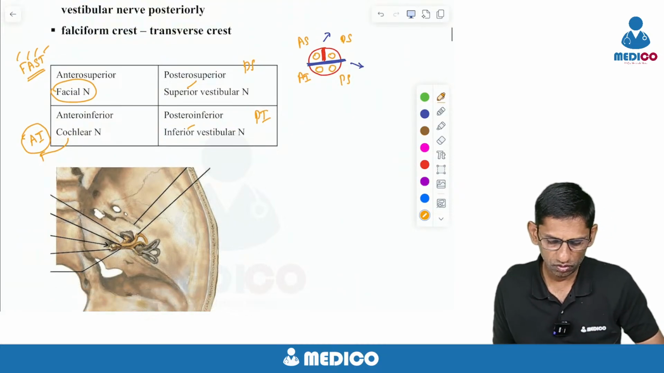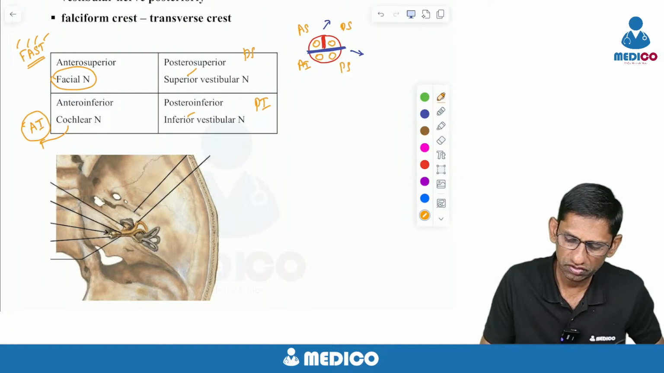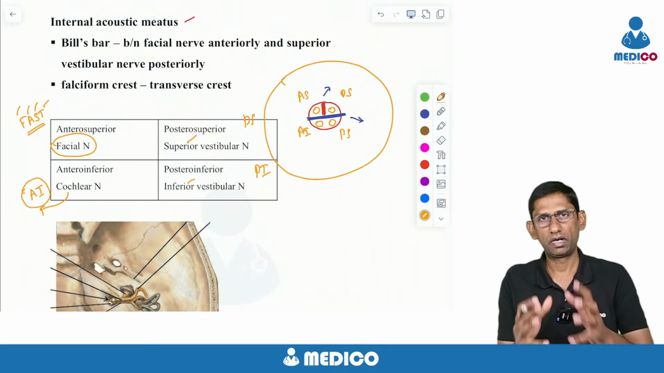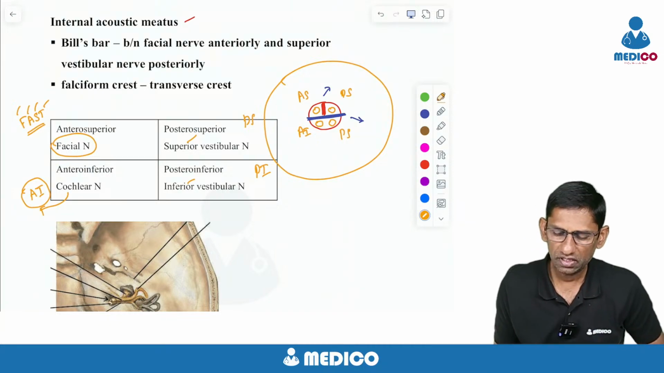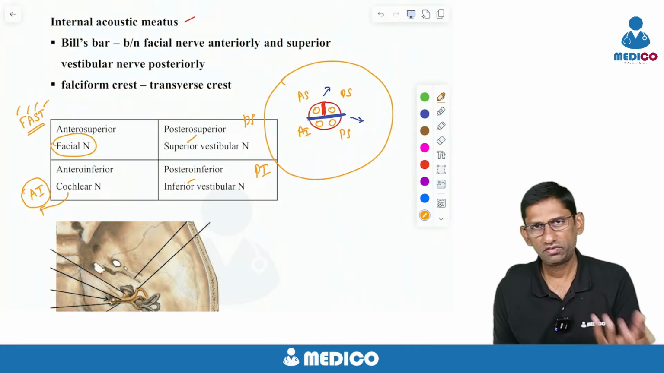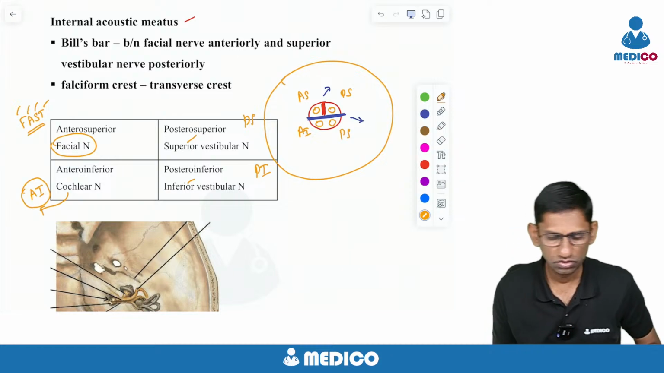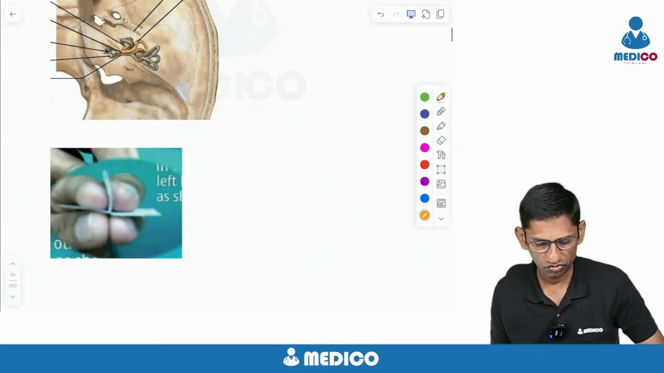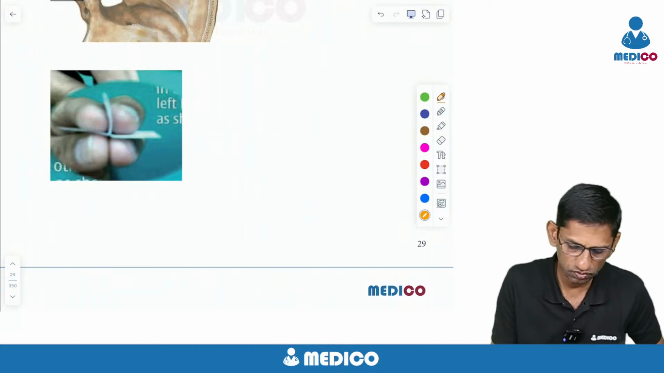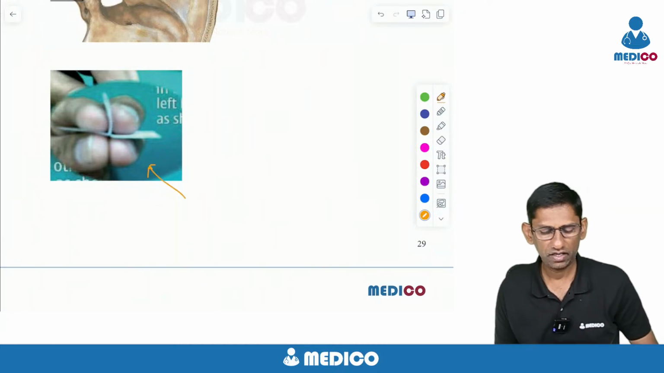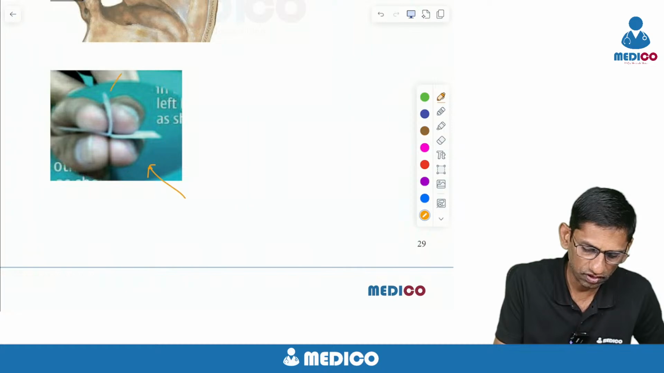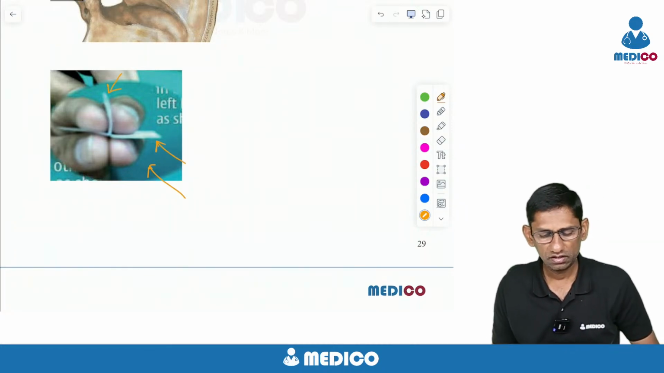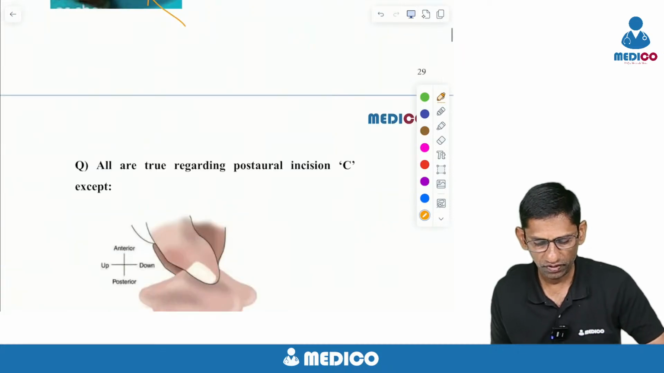So this is how the internal acoustic meatus is occupied by these bundles, and the vertical crest divides the facial nerve and the superior vestibular nerve. That is the question they will be asking on the internal acoustic meatus. Please remember it this way. So this is a finger diagram, very easy to remember. This is the Bill's bar and this is the horizontal crest, which is called the falciform crest.